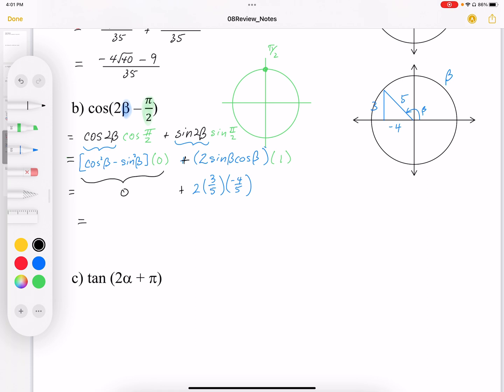Now I just need to calculate this. This works out to be 2 times 3 times negative 4. That's going to be negative 24 over 5 times 5, which is 25. So the ratio for 2 beta minus pi over 2, that angle, that ratio is going to be negative 24 over 25.